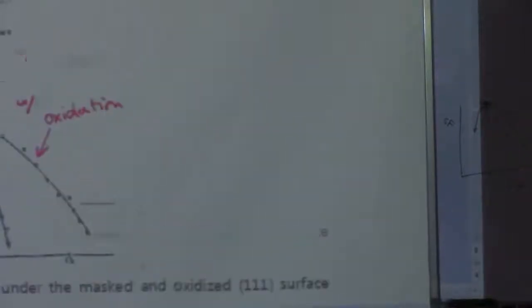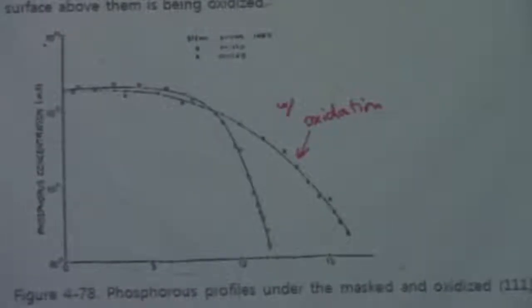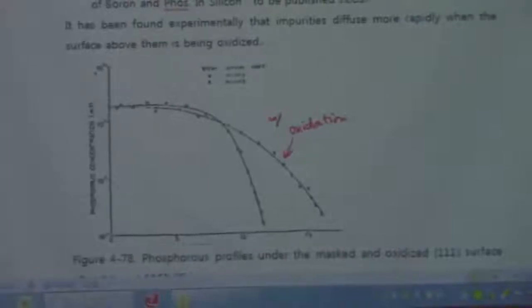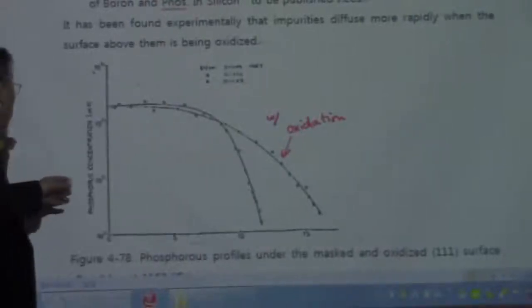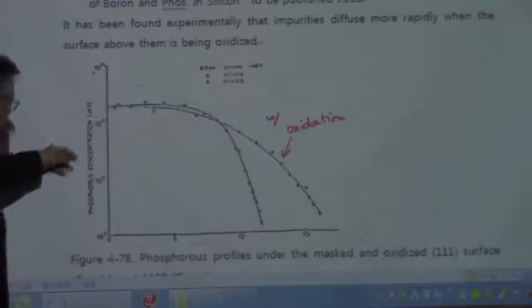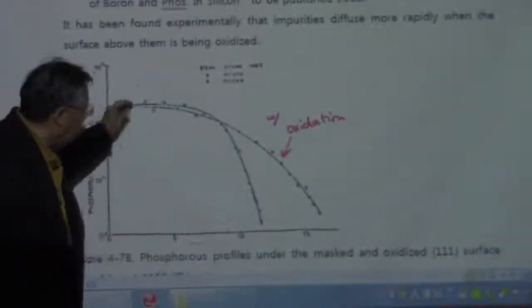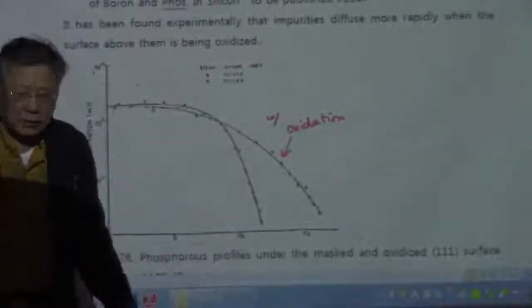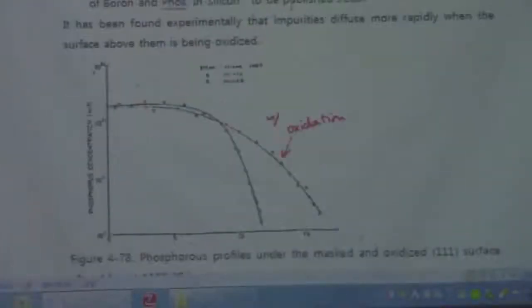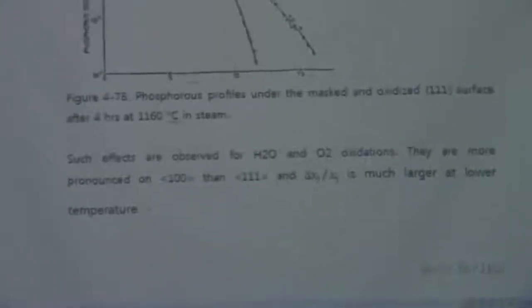So now let's move to the next section, which is the oxidation enhanced diffusion. This is the reference, and here the oxidation can enhance the diffusion. Use phosphorus concentration, and this is the time. And then you see with the oxidation, the profile diffusion has been enhanced.